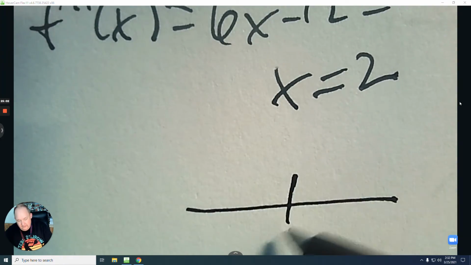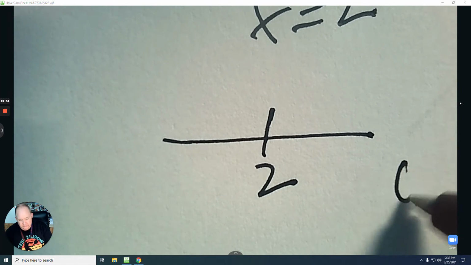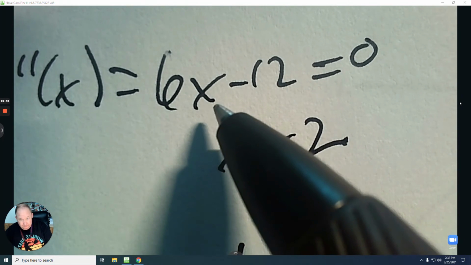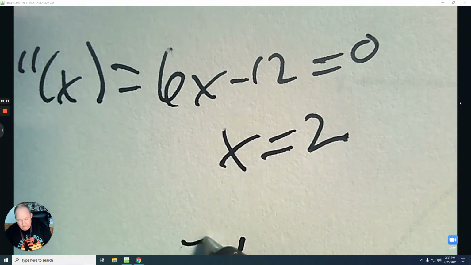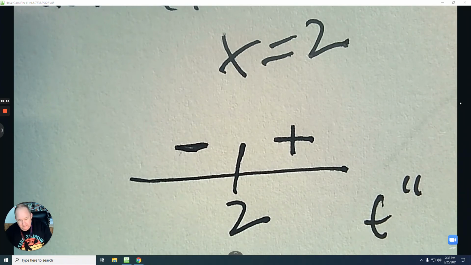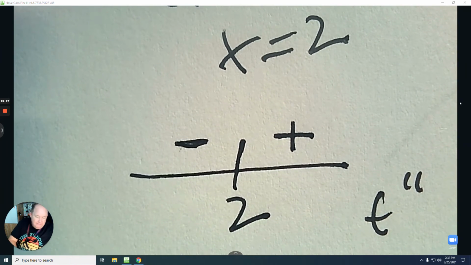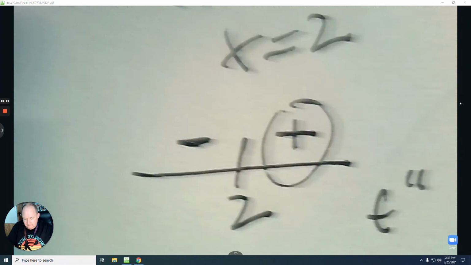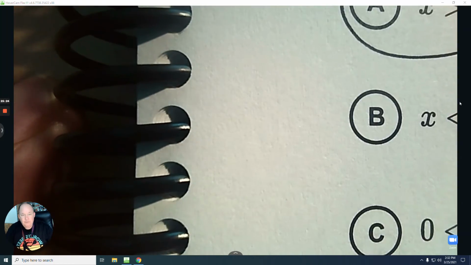Draw a number line for the second derivative. Plug in a number smaller than 2, like 1, and the answer is negative. A number bigger than 2, the answer is positive. So the question is, the graph of f of x is concave up when? And the answer is when it's bigger than 2. So the answer is A.